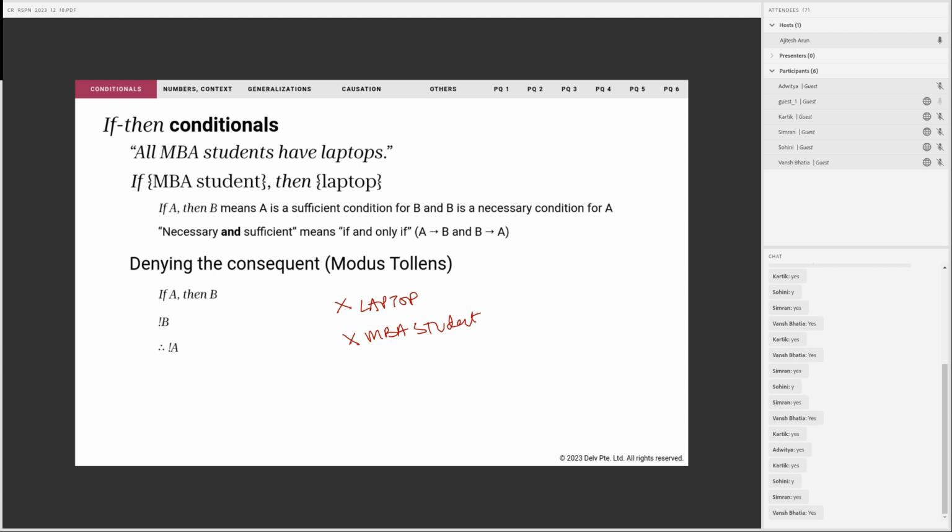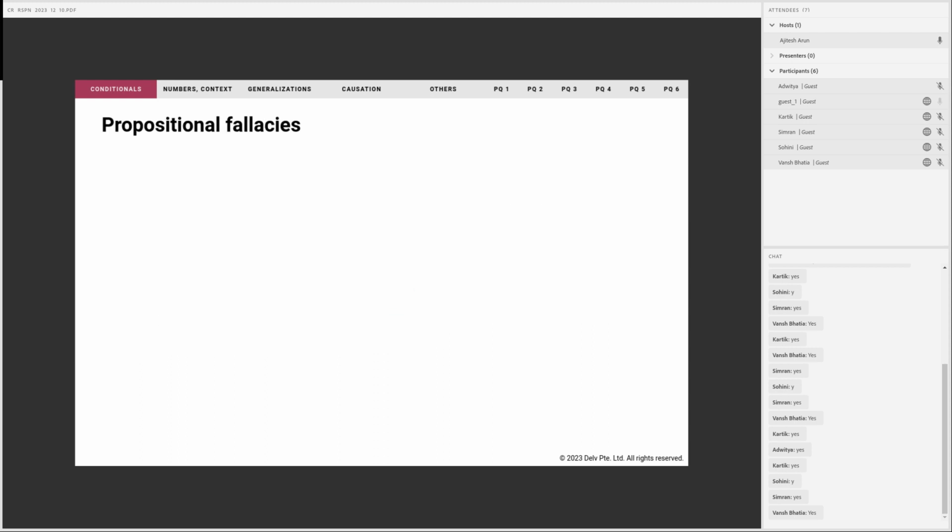Now, till now, what we've seen is relationships that are valid, right? So we can actually say these things. But what about errors? Take a look at this one. If A, then B, and somebody says B is true, therefore A is true.